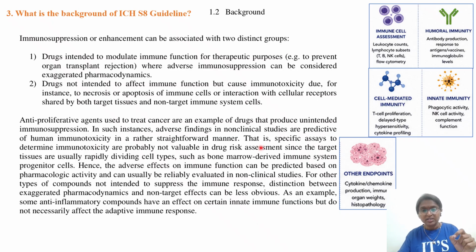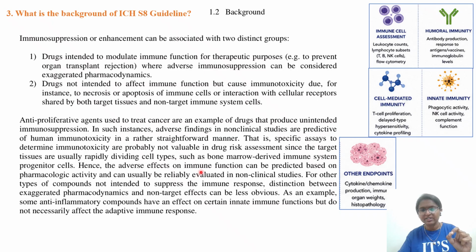The next one we'll see: specific assays to determine immunotoxicity are probably not available in drug risk assessment, since the target tissues are usually rapidly dividing cell types. So it is very difficult to identify biomarkers in such cases, such as bone marrow derived immune system progenitor cells. Here you can pause and go back and check the bone marrow. There will be different erythroid lineages, different stages of the cell, how the RBCs form. That you have to remember: progenitor cells.